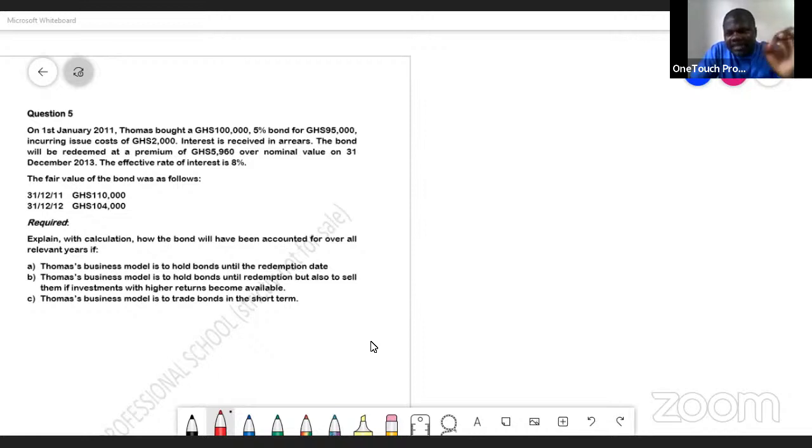Now, we are looking at financial assets and financial liabilities. There is something that I want to talk about before we solve this set of questions. That is the recognition criteria for financial assets. We know that financial assets are classified into three: at amortized cost, at fair value through OCI, and at fair value through P&L. How do you know that this financial asset should be at amortized cost or classified at fair value through profit or loss or OCI?